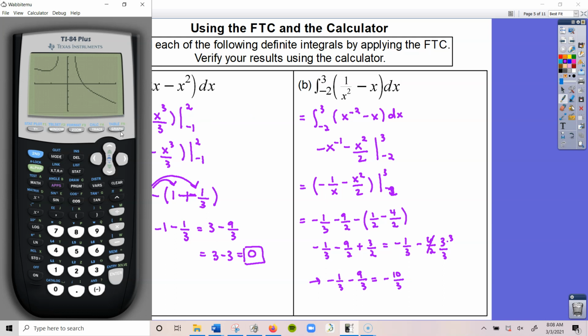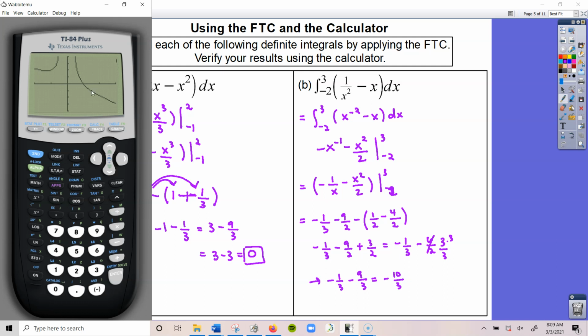So now we're evaluating this integral from -2 to 3. I'm going to go to my second calc menu. -2 for my lower limit, 3 for my upper limit. And you're going to see that it's going to think for a very, very long time, and eventually it's just going to stop.